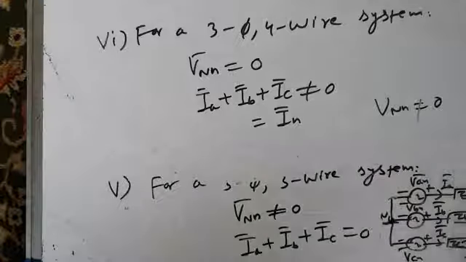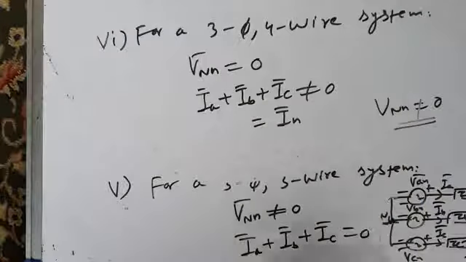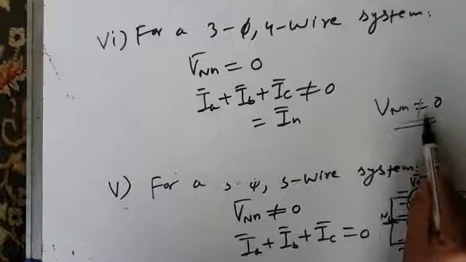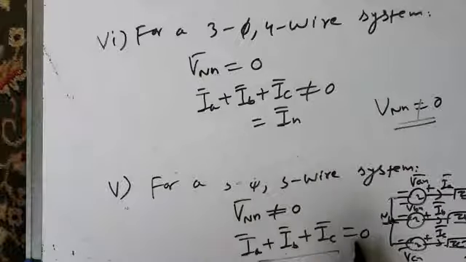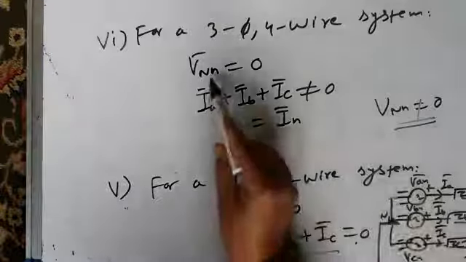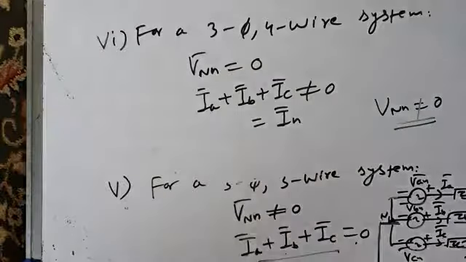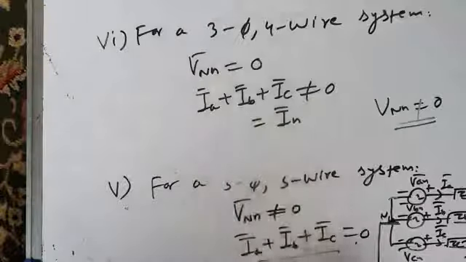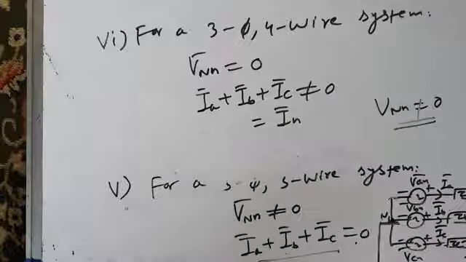And fifth is that for this three-phase, three-wire system, neutral to neutral voltage in most of the cases is not equal to 0, except when both source as well as load are balanced. But if any one of them is unbalanced or both of them are unbalanced, neutral to neutral voltage is never equal to 0. And the phasor sum of three line currents is 0. And if you are providing a fourth wire, that is a three-phase, four-wire system, the neutral to neutral voltage is always zero, whether your system is balanced or unbalanced. Neutral to neutral voltage is zero, but the phasor sum of three currents, IA plus IB plus IC, is not equal to zero. It is equal to neutral current.